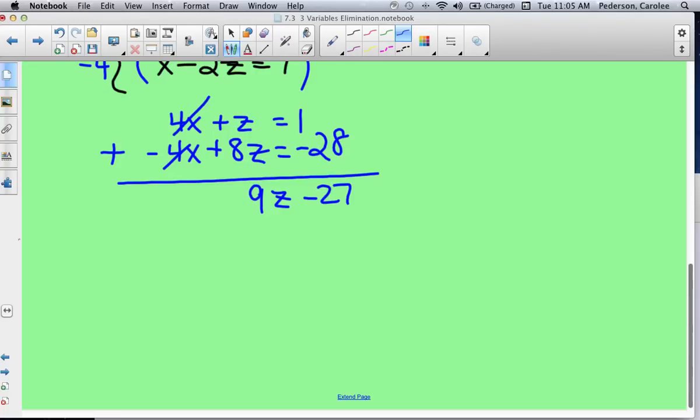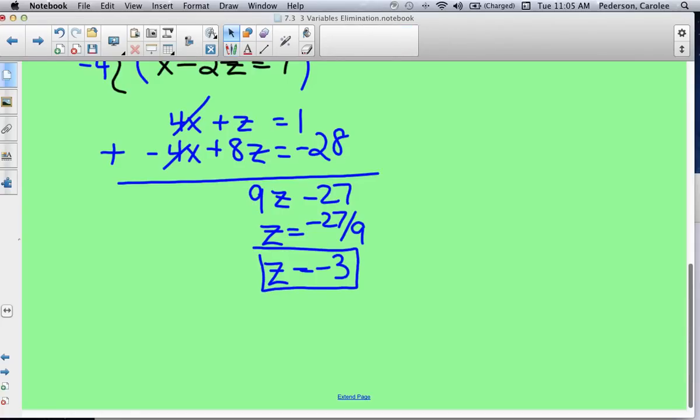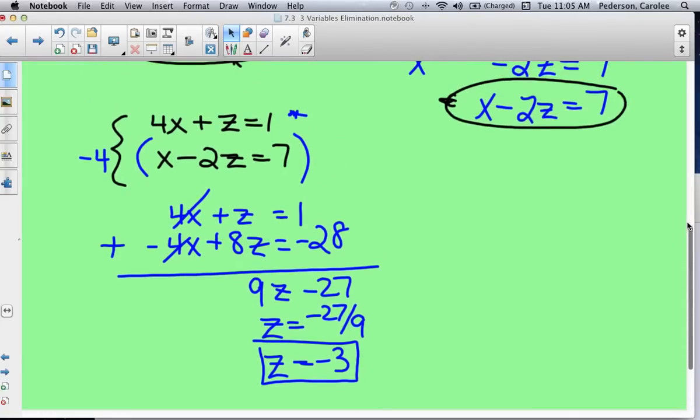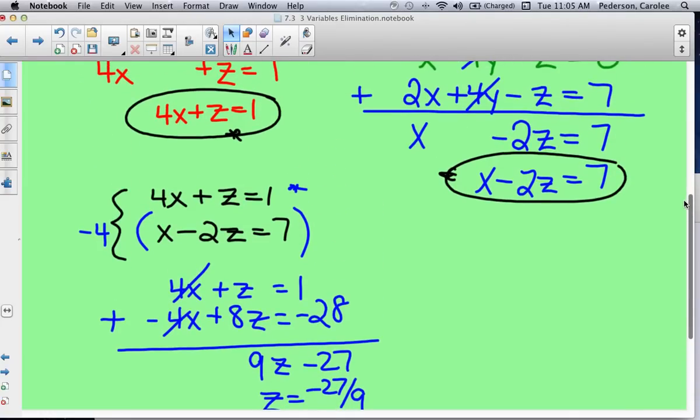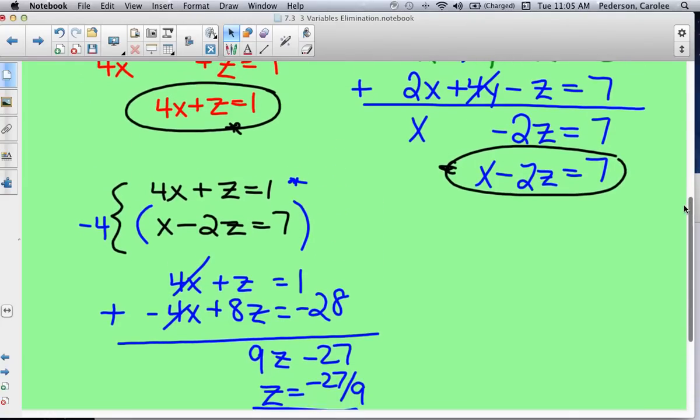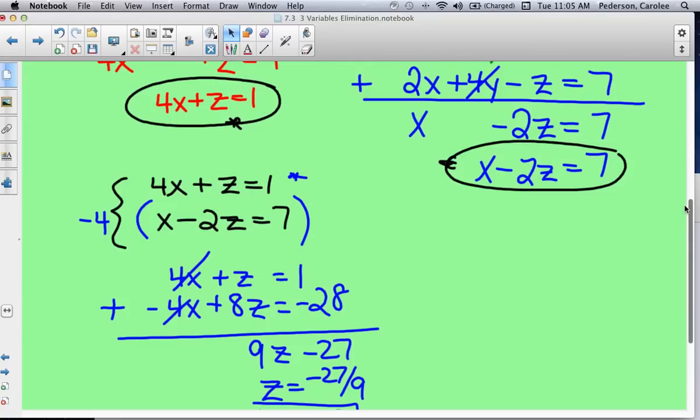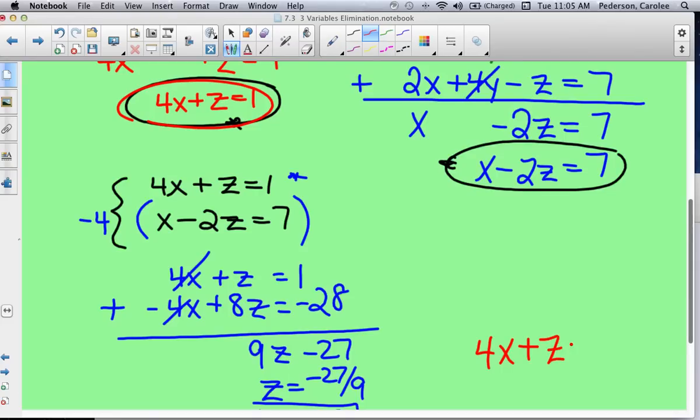Now we're down to one variable to solve for, z. So divide both sides by 9. Negative 27 divided by 9 is negative 3. We found our first variable. Now go back up into either the red or blue equation that I've circled. I'm just going to choose the red one right here, 4x plus z equals 1.